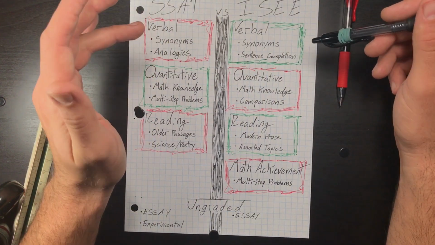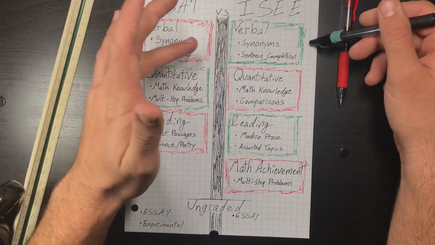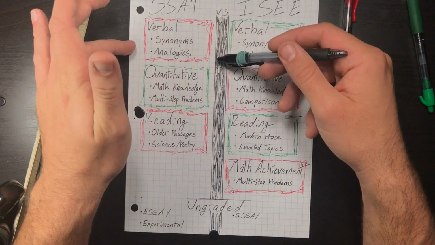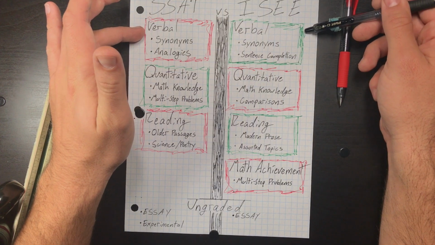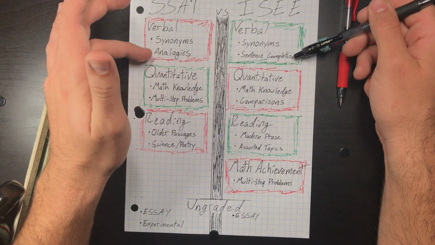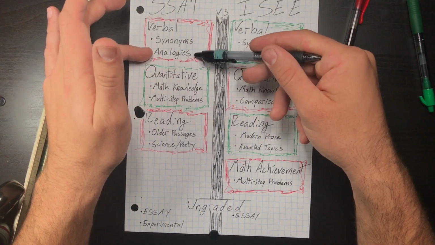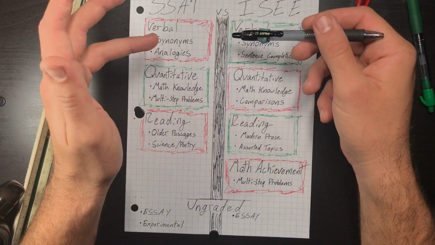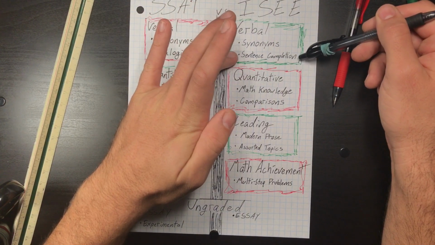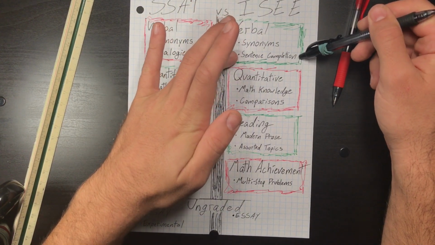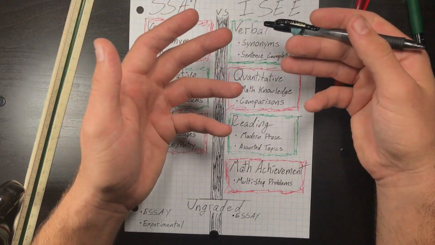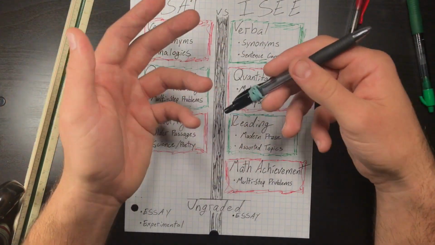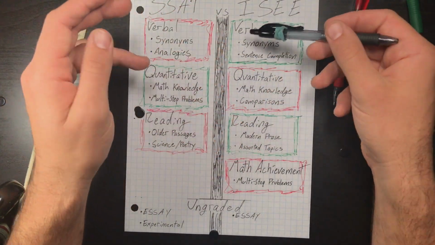Because even though they're very comparable tests, if you have different skills, you might want to take one test compared to the other. So looking at the verbal section, they both have synonyms. Where they are different is that the SSAT has analogies, where you have to compare one relationship of words to another pair of words. And in the ISEE, they have sentence completion, where it's a sentence with a fill in the blank. What word would best go here? You're given a lot of context clues to figure out what word it is.